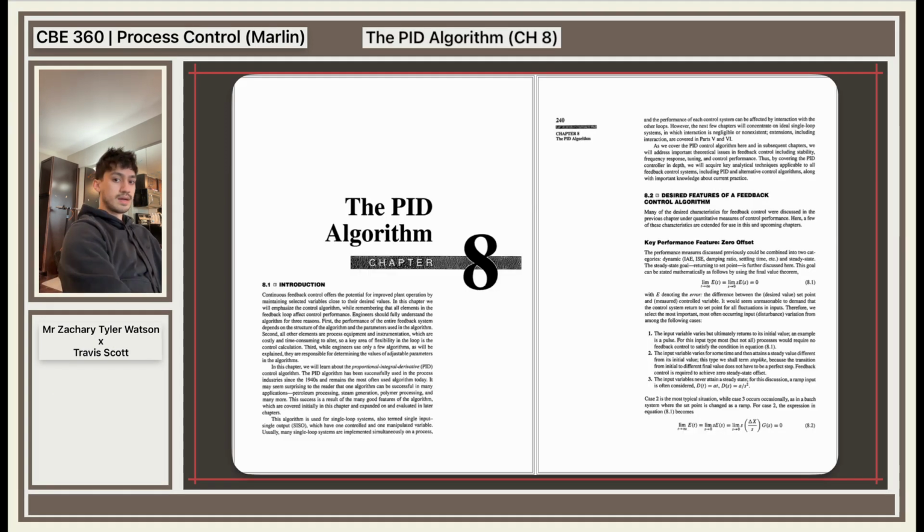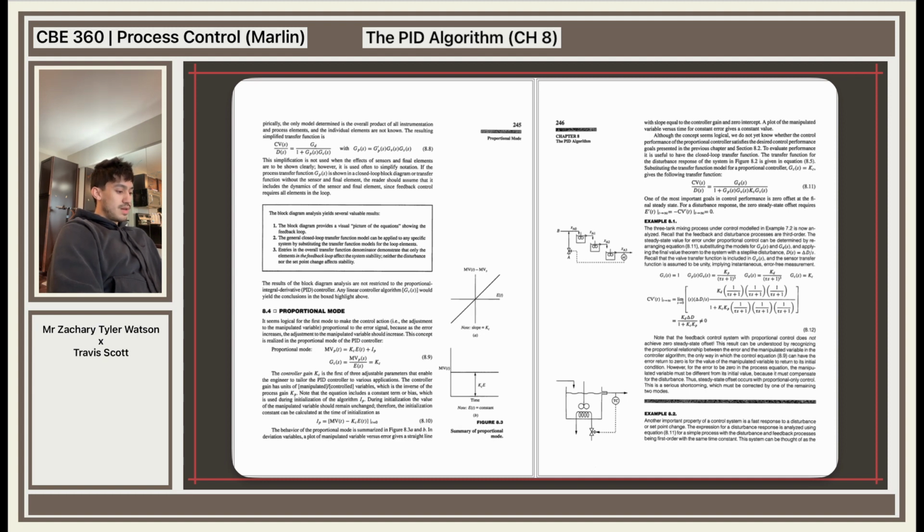I've been going on a tangent for a while, so let's go back to chapter 8. So we have the proportional mode. I have no idea what that means. We have example 1, example 2.